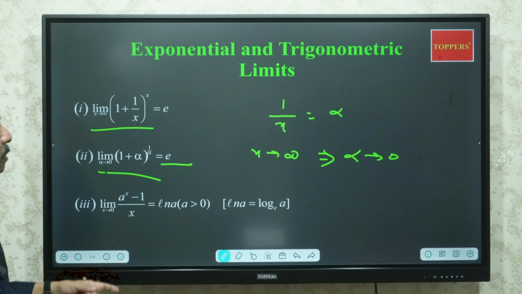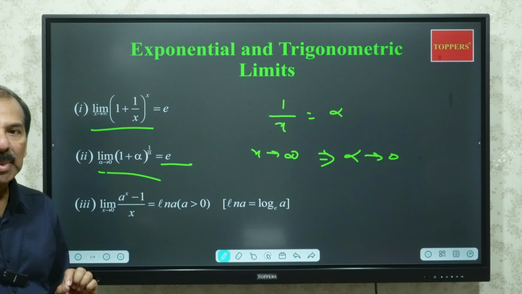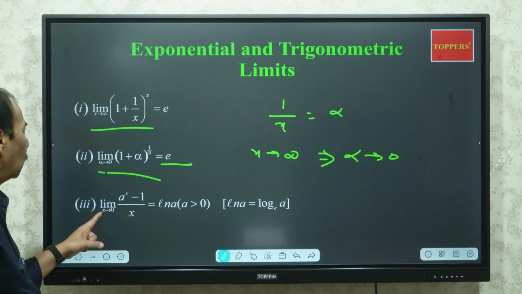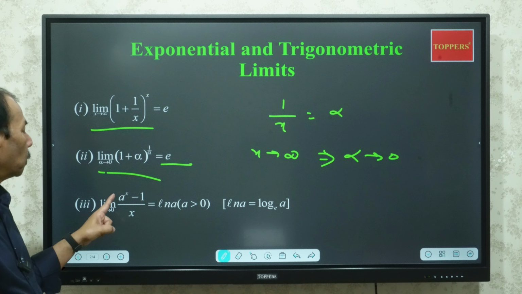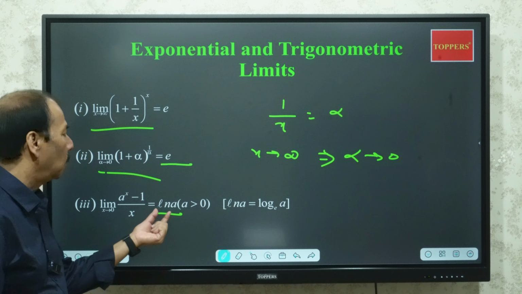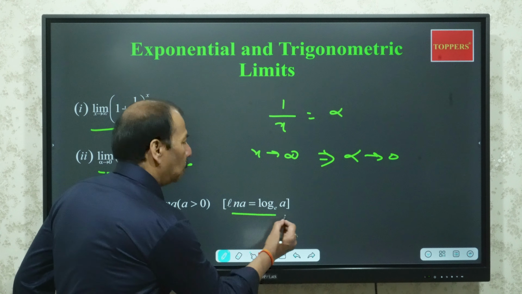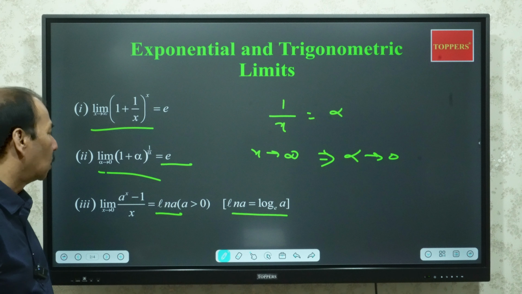Now again, a to the power x. E to the power x is an exponential function. In particular, a to the power x, b to the power x, c to the power x, that is also an exponential function. So here you have limit x tends to 0, a to the power x minus 1 upon x, that is equal to ln a. When we write ln a, that is log of base e a, that is the natural logarithm.